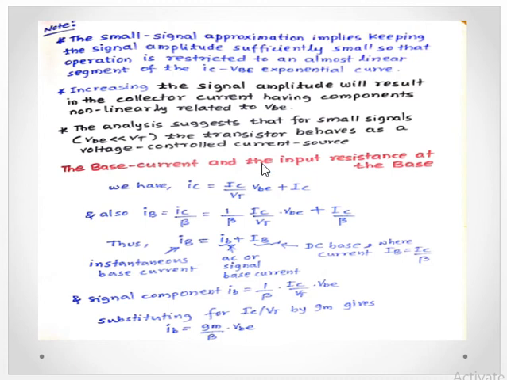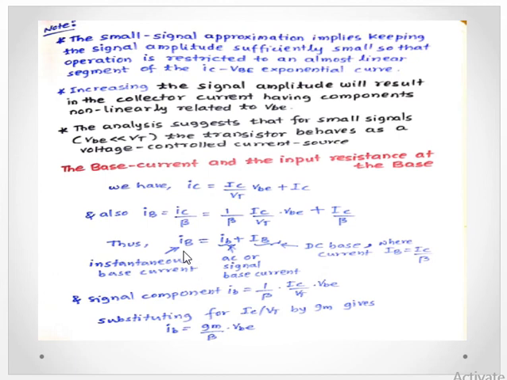Next concept, the base current and the input resistance at the base. So we know that the instantaneous collector current iC is given in terms of the DC bias current IC plus IC divided by VT times vbe. We also know that base current is given by IC by beta. So if you multiply this iC expression by 1 by beta, we get 1 by beta IC by VT times vbe as the first term, and the second term is 1 by beta times IC, or IC by beta.